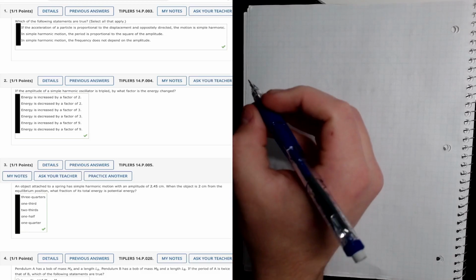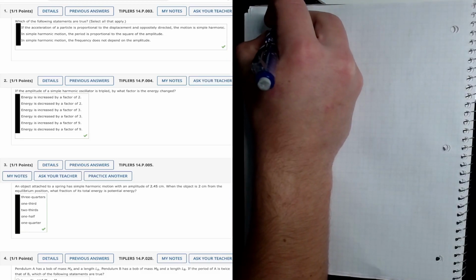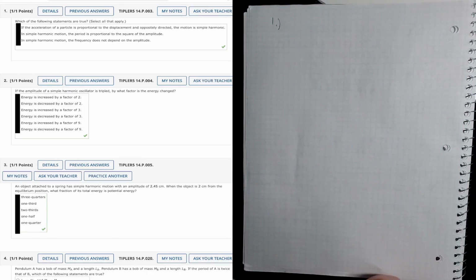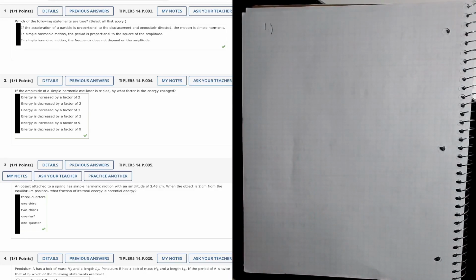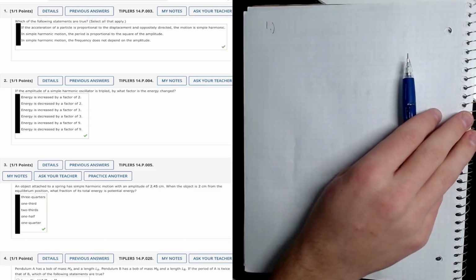All right, you guys. So let's just start off here with problem number 1. First things first, read the problem. Which of the following statements are true? Select all that apply. The acceleration of a particle is proportional to displacement and oppositely directed. The motion is simple harmonic. That is true. In simple harmonic motion, the period is proportional to the square of the amplitude. That is not true. The period and the amplitude are not related at all.